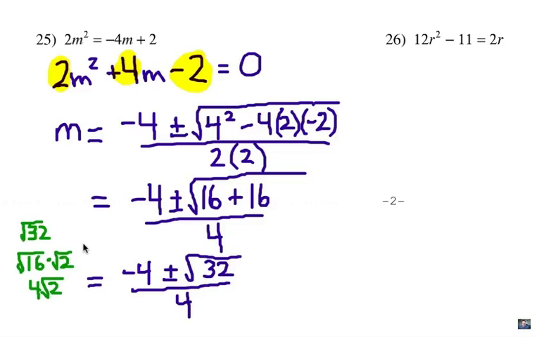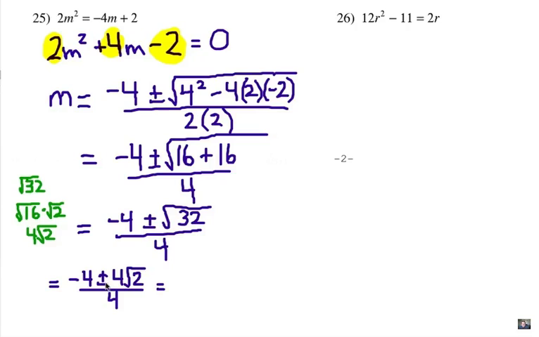So over here I've shown that process. And we think of 32 as 16 times 2 inside the radical. And we know that the square root of 16 is 4. So it's really 4 radical 2 in place of radical 32. Alright, so stick with me on this and then we can simplify this even further.